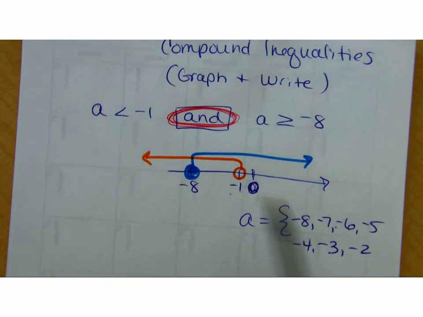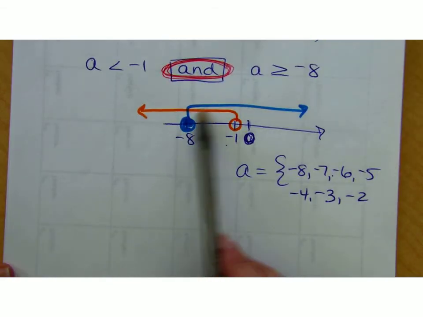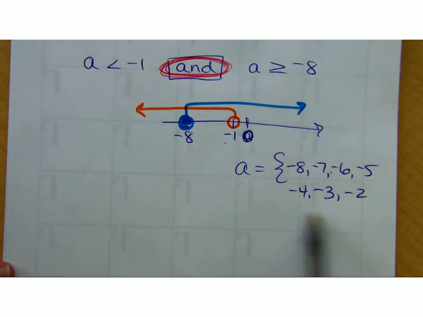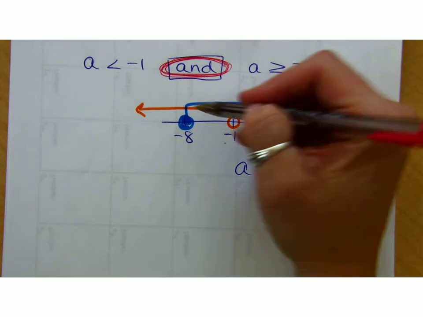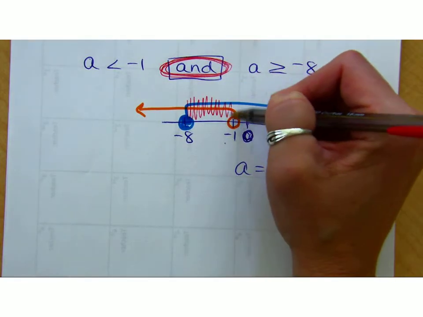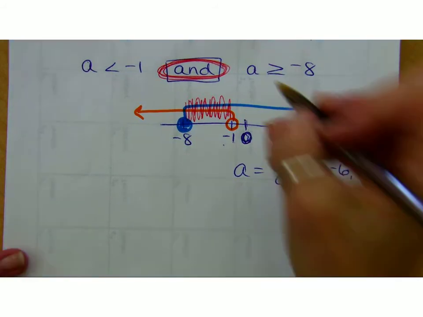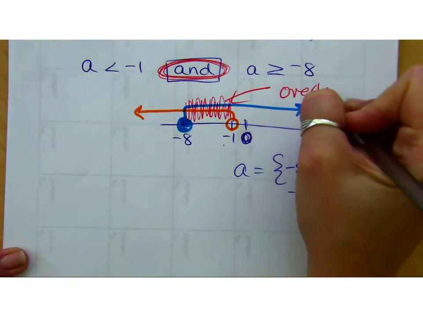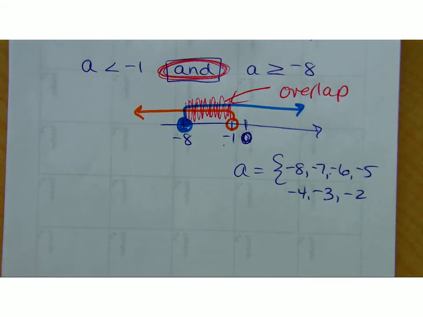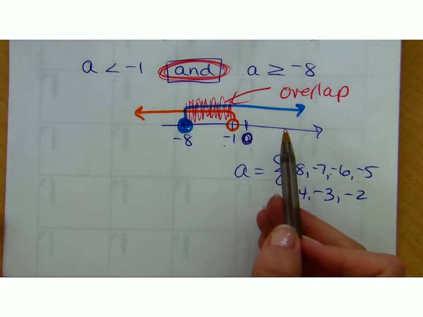So if I were to ask all of these, what are the solution sets and what they could be, it's these numbers. So how does a graph help you realize that? Do you notice anything about this area here? How it's got a blue line and an orange line? We're going to call that the overlap. In an and, I'm looking for overlap because it fits both inequalities. So the numbers that have blue and orange, that's my solution set because it fits both inequalities.